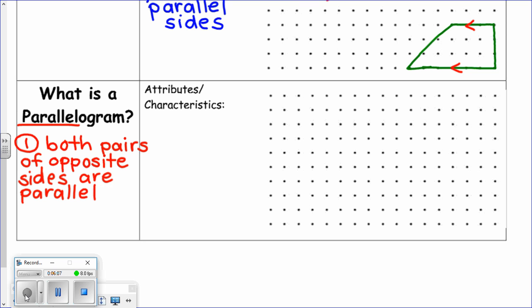Another special thing you want to know about those opposite sides is that the opposite sides are also congruent, which means that they are equal in length. So they're going to be congruent to each other.